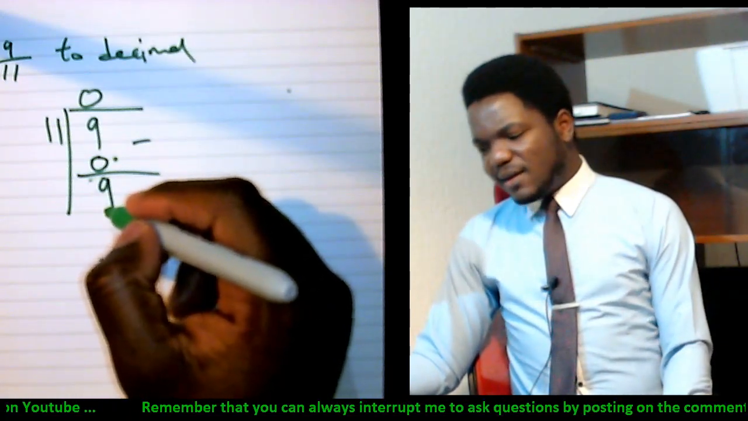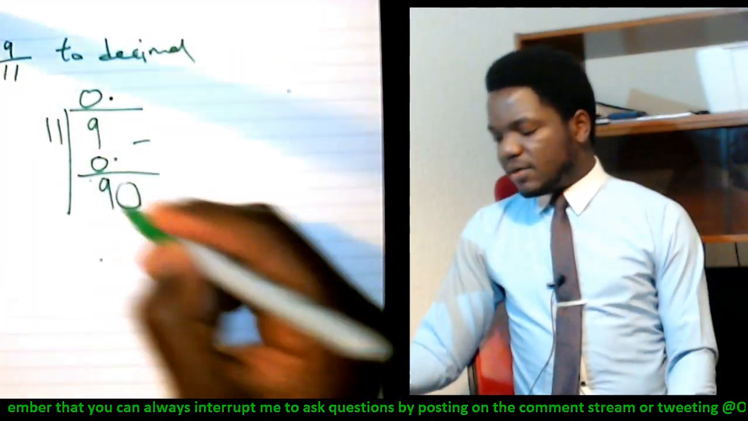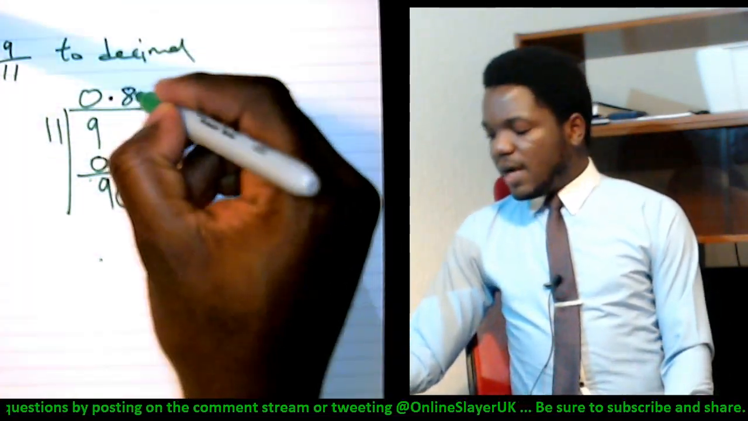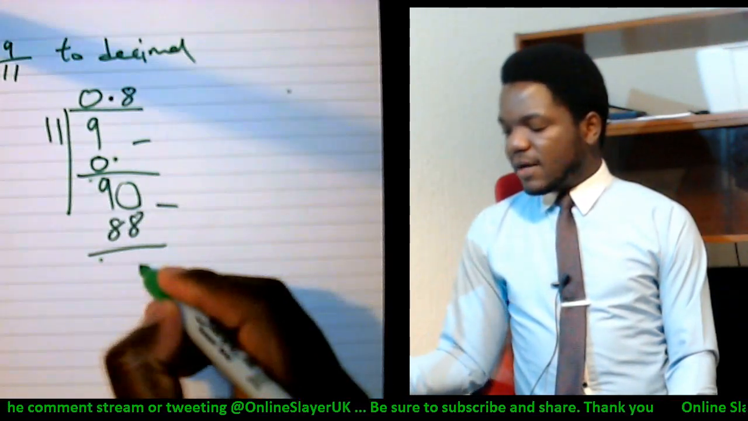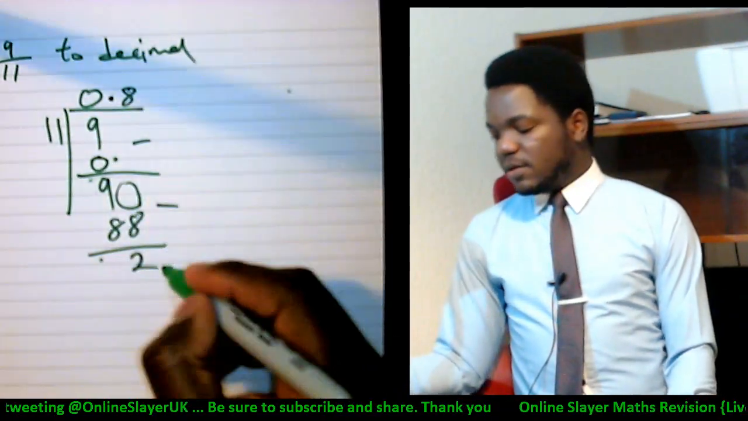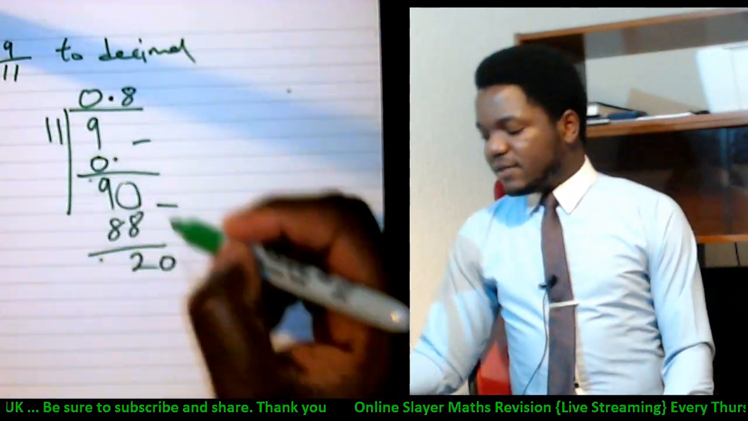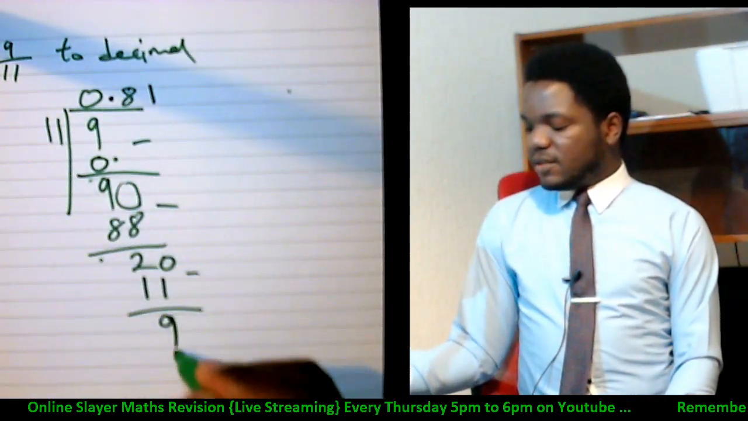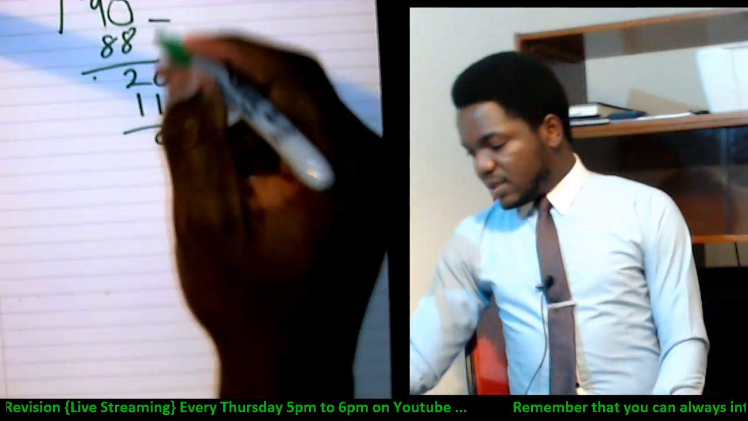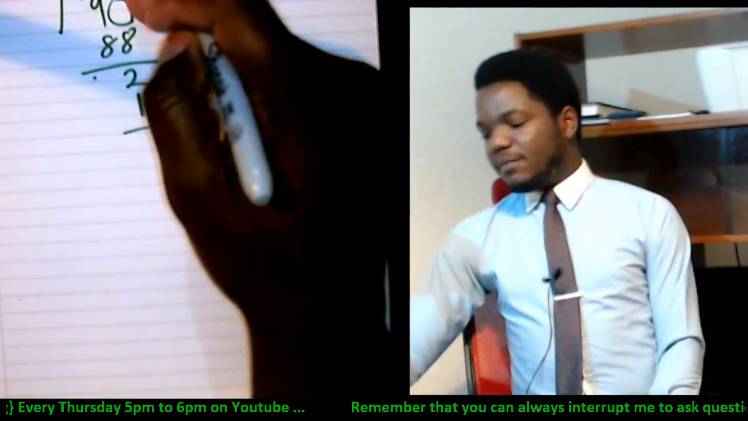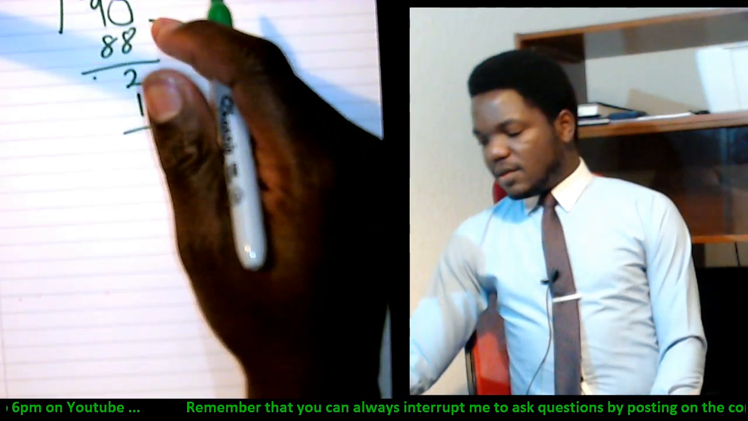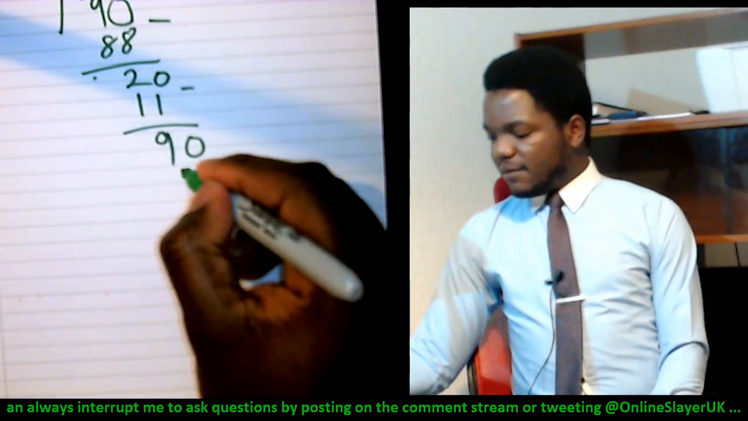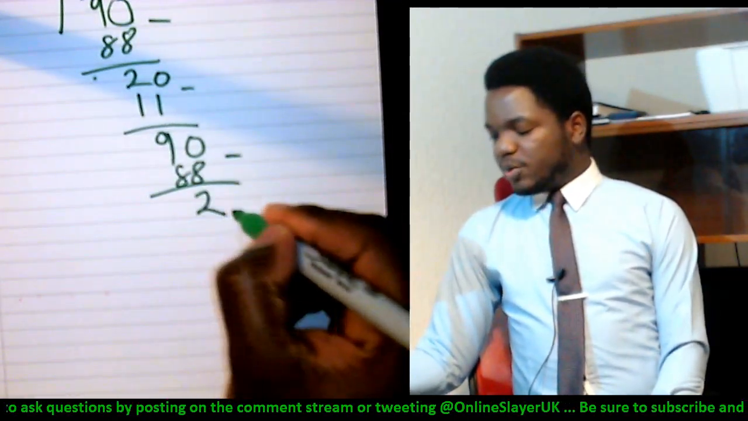Because you've got a 9 again, you are happy to put a decimal point there and put a 0 here. How many 11s do you have in 90? 8. 8 times 11 is 88. And when you subtract that, you get 2. Because it's after the decimal, you can put another 0 there. How many 11s do you have in 20? 1. 1 times 11 is 11, and the remainder is 9. Because it's after the decimal, put another 0. Do you see we've come back to this guy? And now 11 and 90 again gives us 8. And 8 times 11 is 88. The remainder is 2. We can put a 0 there.